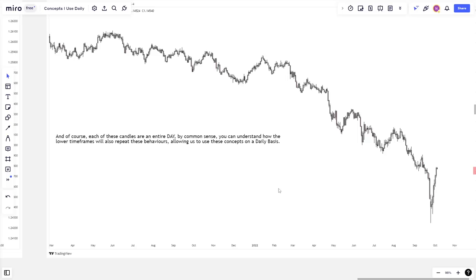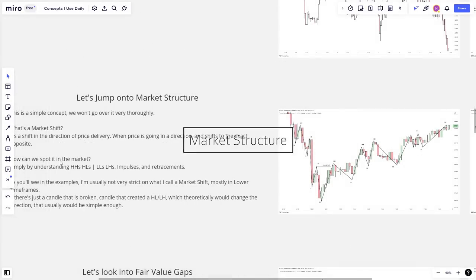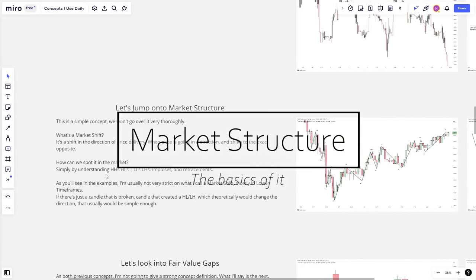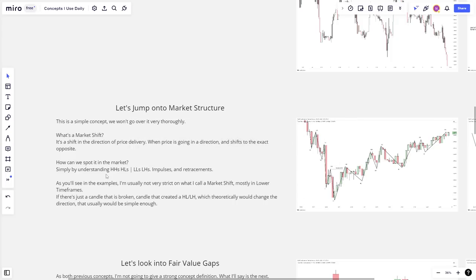Now we're going to jump onto market structure. Let's just get to the next part. So market structure. This is something that I will not go over very thoroughly, because theoretically at this point we all know and understand how it works. And we're going to jump straight onto market shifts, right?